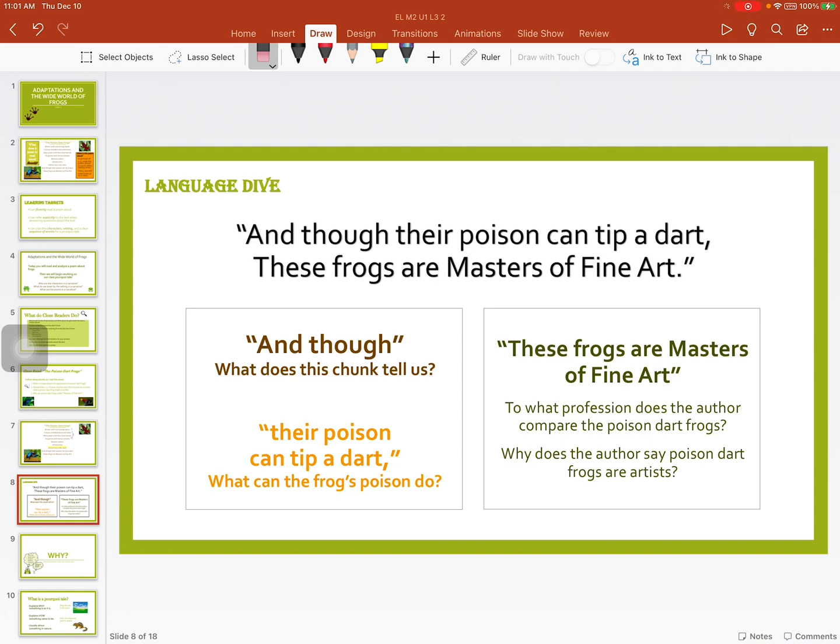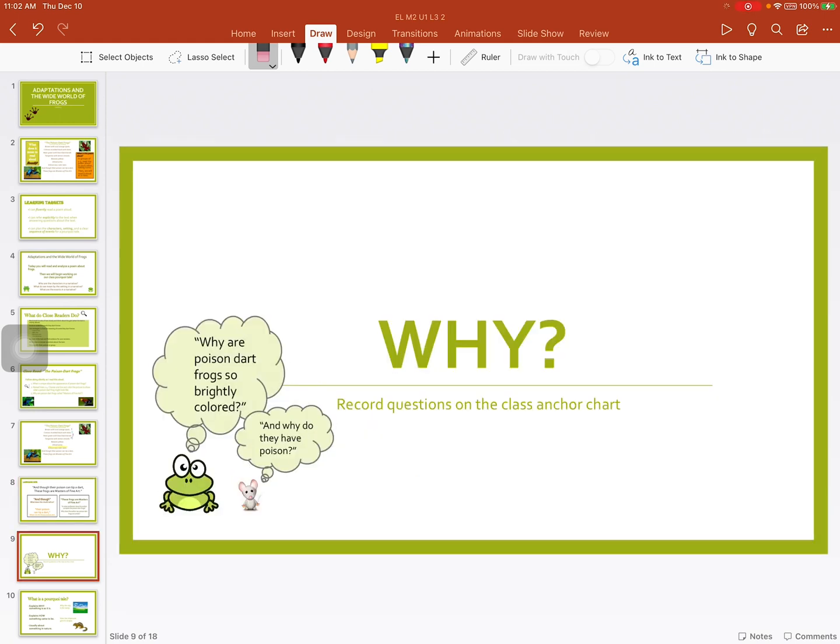Yeah, it protects them, right? It keeps them safe. These frogs are masters of fine art. To what profession does the author compare a poison dart frog? Right, to artists. Why does the author say poison dart frogs are artists? Right, because they are all different colors.